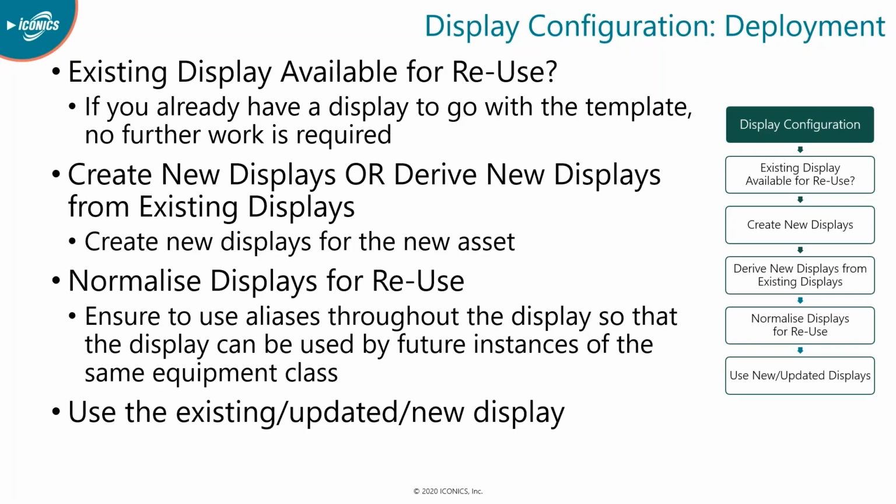Then you make sure that you normalize it. That typically means you're using the asset structure and replacing part of the hierarchy with a local alias, so that when you click on a particular site or a particular system, the local alias is set to the right asset, and then you can start using that new, existing or updated display.